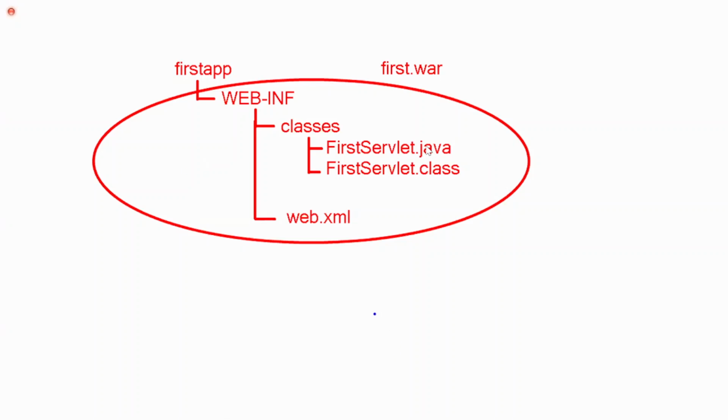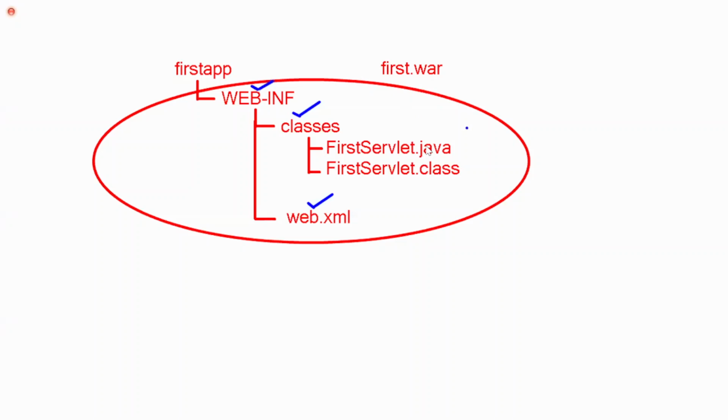See, first of all, we have to create one root folder. Suppose the root folder name is first app. This name, whatever you want, you can write. But after that, WEB-INF is compulsory, the same name. In that, classes is compulsory, the same name. And here FirstServlet.java, whatever you want, you can write. And web.xml is compulsory, the same. WEB-INF compulsory, classes compulsory, web.xml compulsory, as it is. Remaining names, whatever you want, you can write.